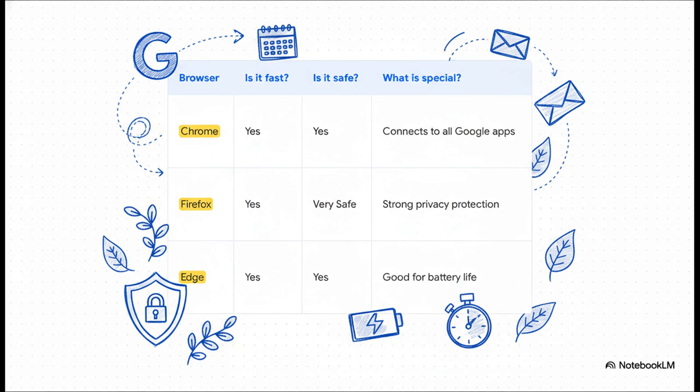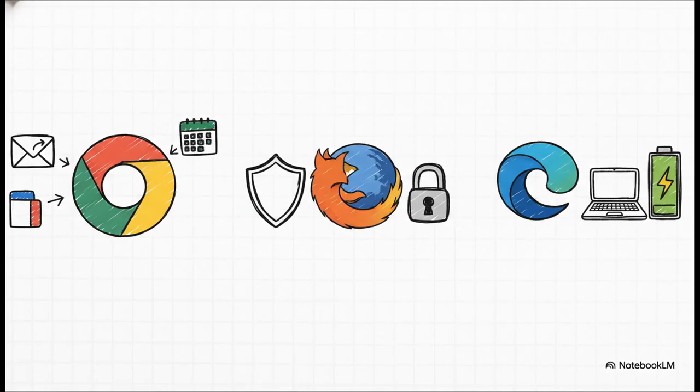But the real difference where you'll make your choice is in that "what is special" column. Chrome's superpower is how it connects to your Google account. All your bookmarks and passwords just sync up everywhere. Firefox, on the other hand, is all about that extra layer of security. It gives you the strongest privacy protection right out of the box. And Edge, since it's made for Windows, is incredibly efficient, which often means you'll get better battery life on your laptop.